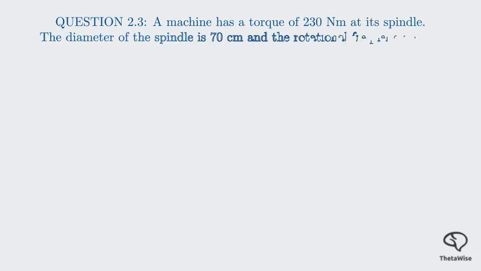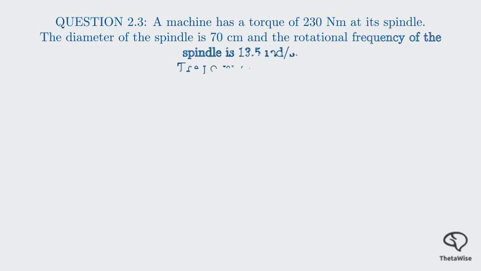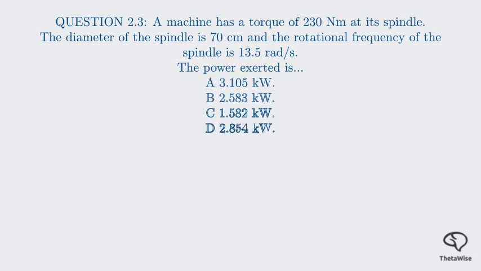The spindle's diameter is 70 centimeters, and its rotational frequency is 13.5 radians per second. We need to find the power exerted. The key formula here is for rotational power. The rotational power P, expressed in watts, is equal to the torque T in Newton meters multiplied by the angular velocity omega in radians per second.